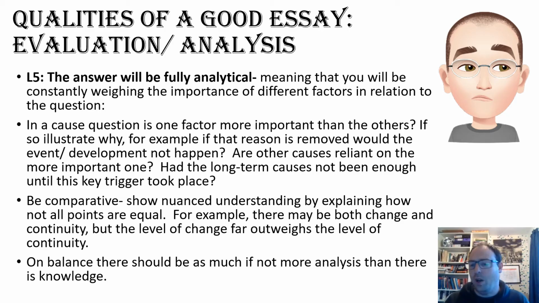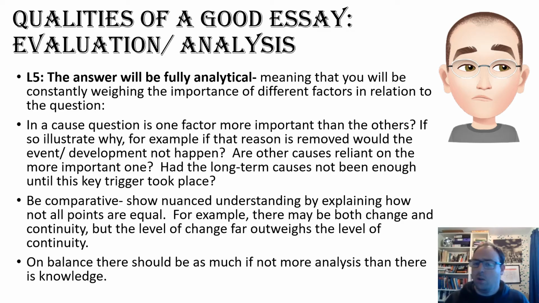So, for example, if you remove that cause, would the event or development have not happened? Are other causes reliant on that more important one? So it's there as the building block. If that hadn't happened, then that wouldn't have happened. Therefore, this development or event wouldn't have taken place.